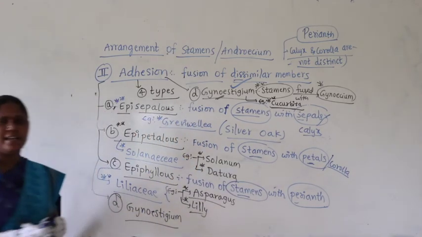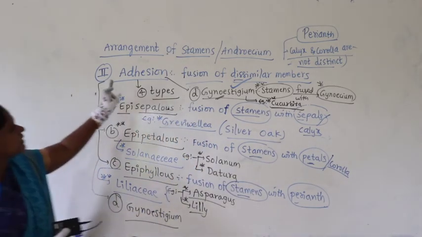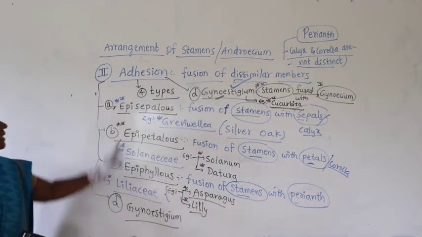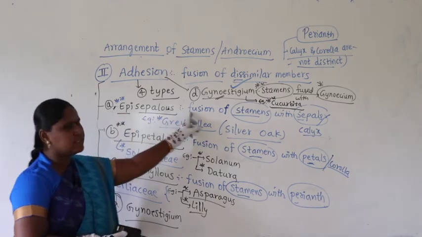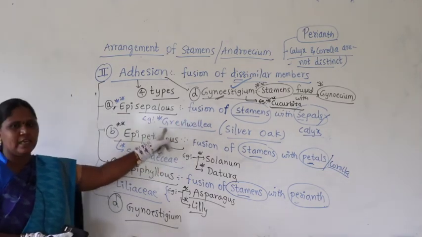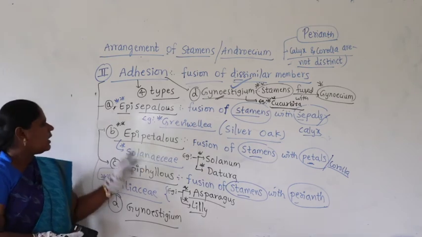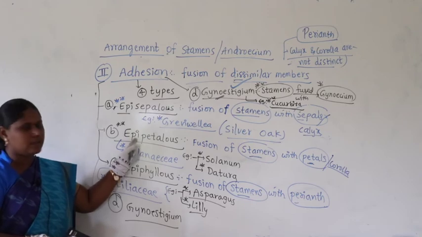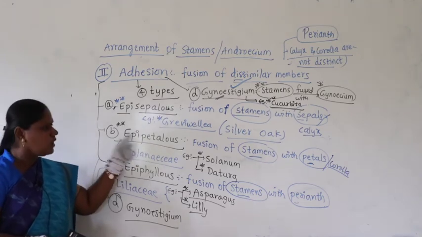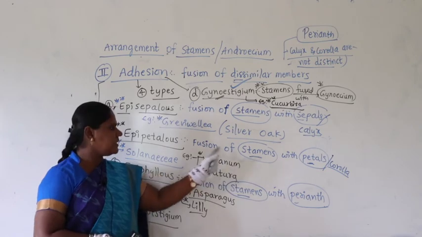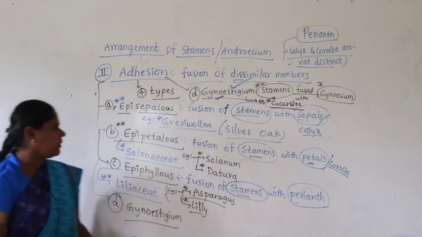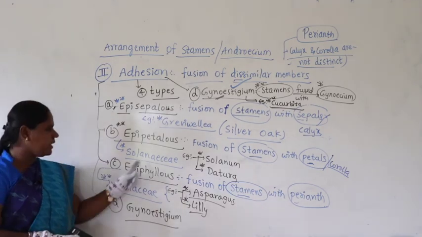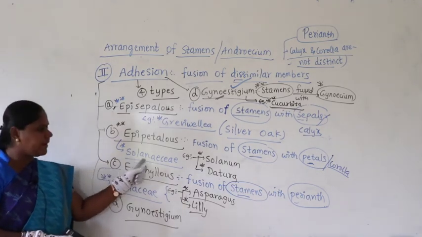Now, this is what we call adhesion. Again I repeat, adhesion means fusion of dissimilar members. It is of four types. Episepalous means fusion of stamens with sepals, found in Grevillea, silver oak is the common name. Epipetalous condition: epi means on the surface, so petals fused on their surface with the stamens. We say fusion of stamens with petals. Remember Solanum and Datura. Epipetalous condition is most commonly observed in the family Solanaceae. Try to remember, this point is very important.